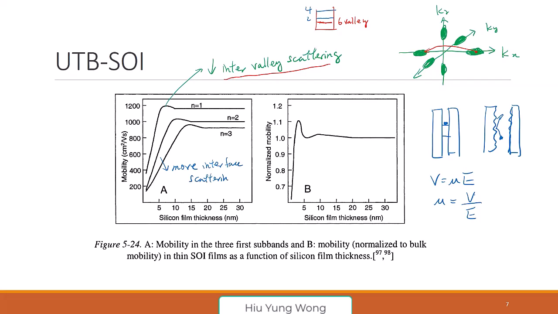My analogy is not good, but I do want to guide you to think that when it's narrow, you start to feel the effect of the wall. Just like here, when this is narrow, the electron feels the effect of the wall. So now it feels both the top and the bottom interface. That's why it goes down.